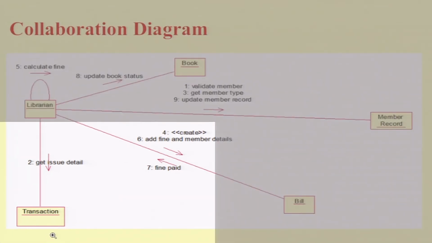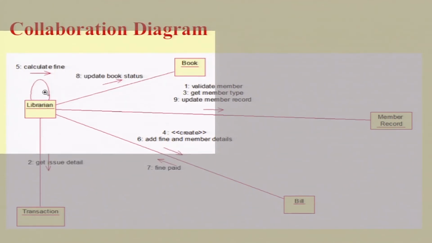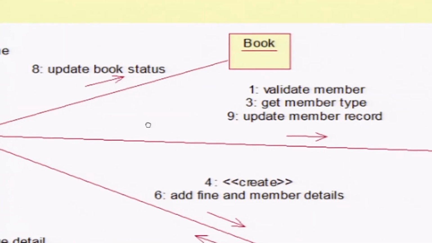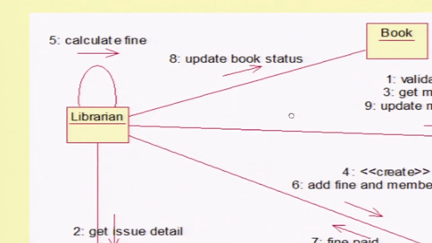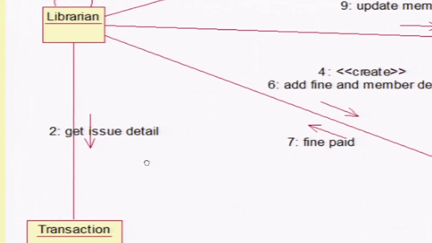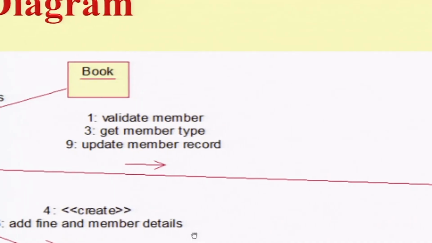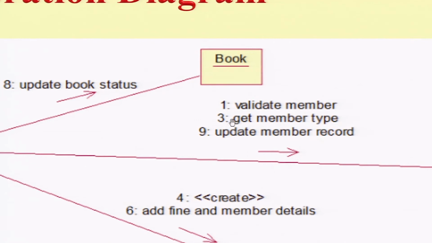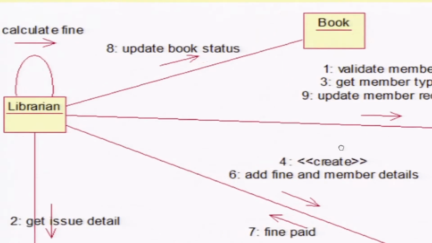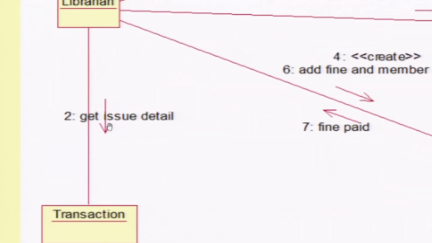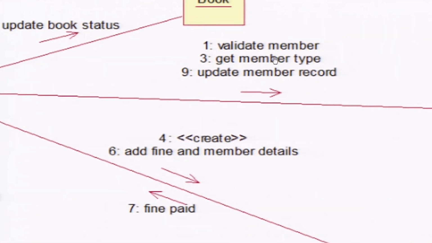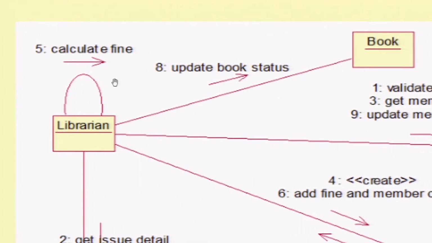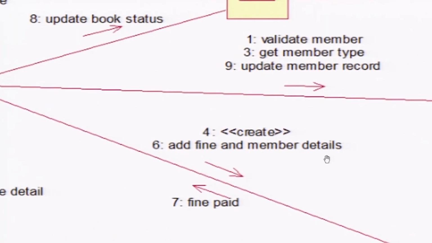Now let us see the collaboration diagram. The collaboration diagram is similar to your sequence diagram, wherein you have the library, book, transactions, bill, and the member records arranged, numbered in sequential order. He has to validate the member, and then get issue details, get member type, create the member, and then calculate fine, add fine and member details.